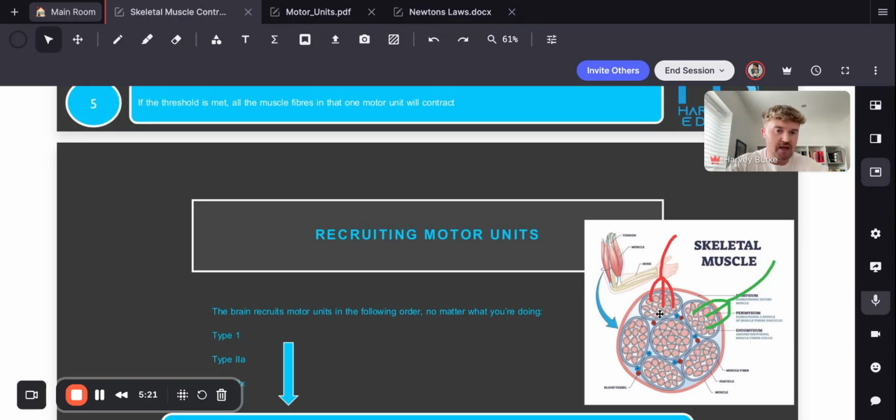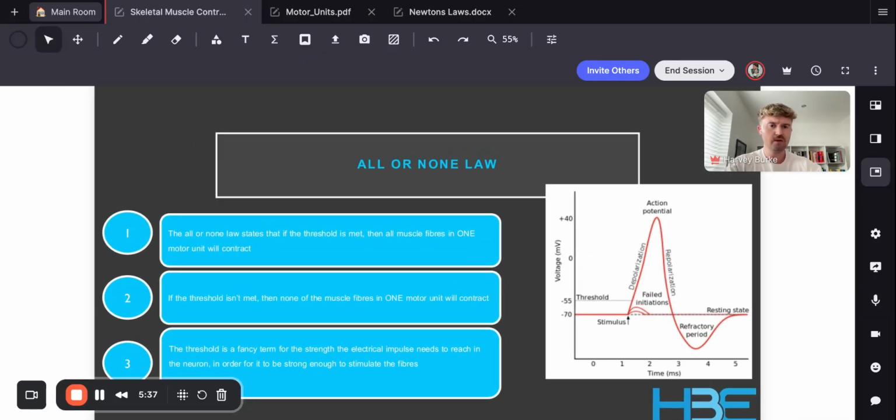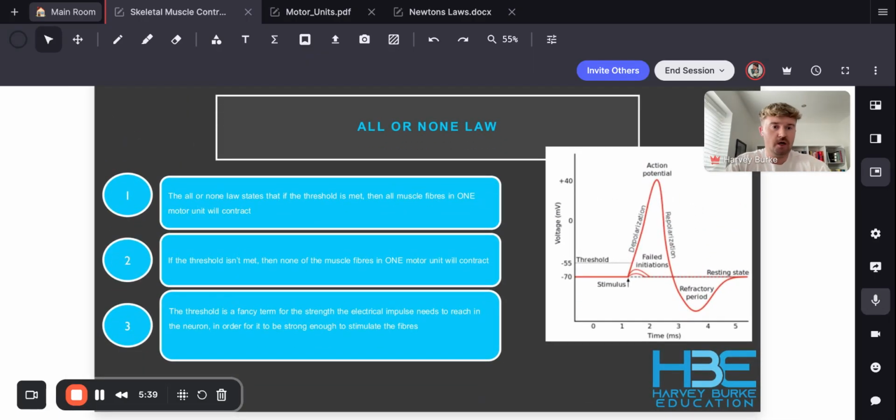So in this diagram here, you'd never get a scenario, let's say, where these 4 fibers are contracting, but the rest of them aren't. All of these fibers in this blue circle would either all contract or none of them will. And that's what the all or none law is saying. And in a recent OCR mark scheme, I've actually seen credit for this number. I was really surprised, but they have given credit for that. I think it was 2 years ago.